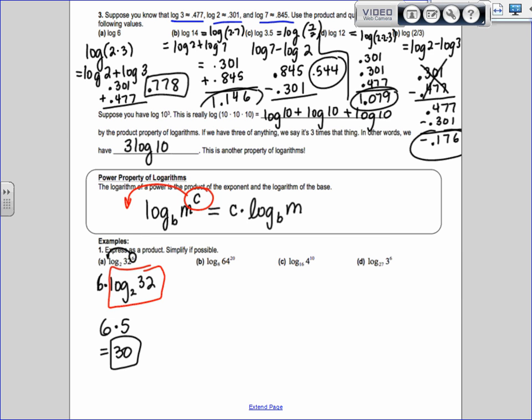So the next one, we pull the 20 to the front. So I have 20 times log base 8 of 64. Log base 8 of 64, we can find that. 8 to some power gives me 64. What power do I need? 2. So I have 20 times 2. So I get 40. The next two are a little bit harder. So try the next one. Think about it.